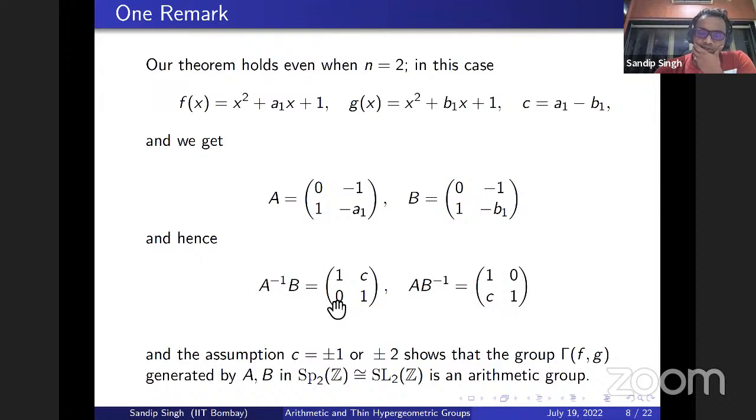One more piece of information: if C is plus or minus 2, then these two matrices generate a free subgroup of SL2Z. One can prove very easily that the subgroup generated by these two matrices inside SL2Z is free by using the ping pong lemma. We will talk about that soon, in the next 5 minutes.